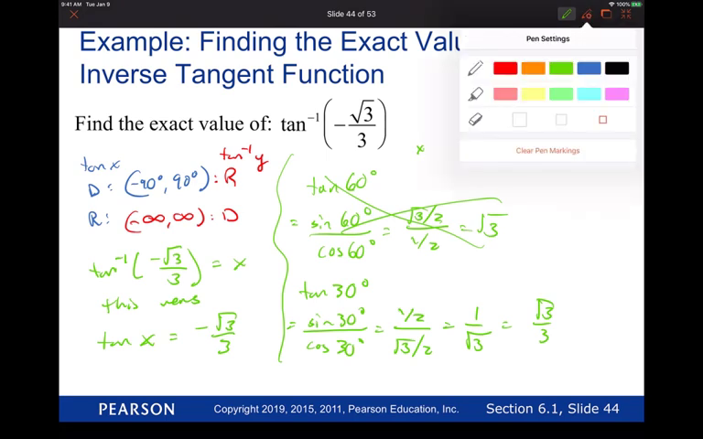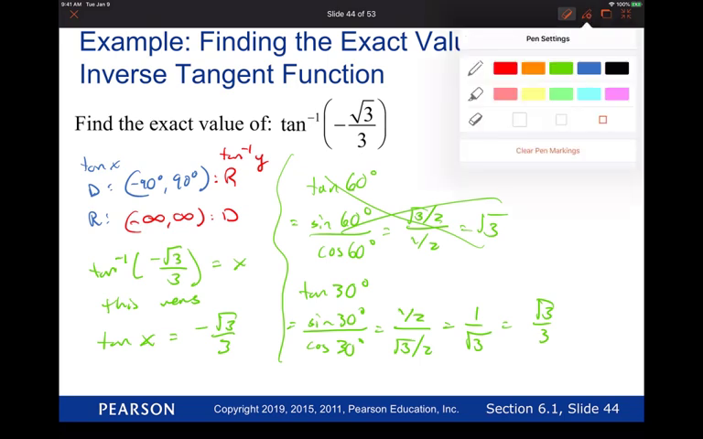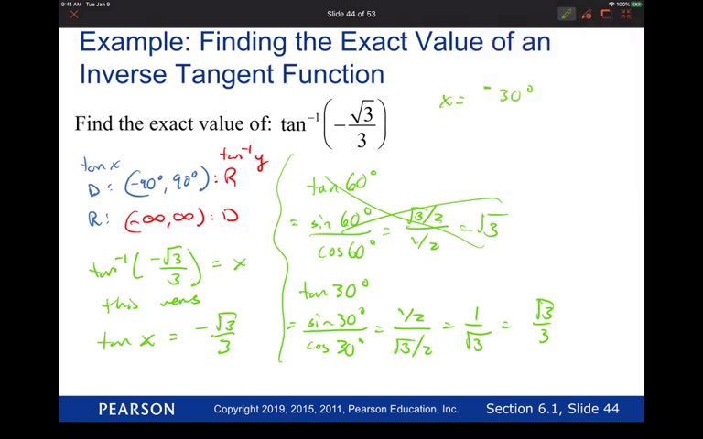You have to try it. Okay, so if we're saying that this is our x, let's convert this. So negative 30 times pi over 180, what is that? Negative pi over 6. Okay, let's see if this works.